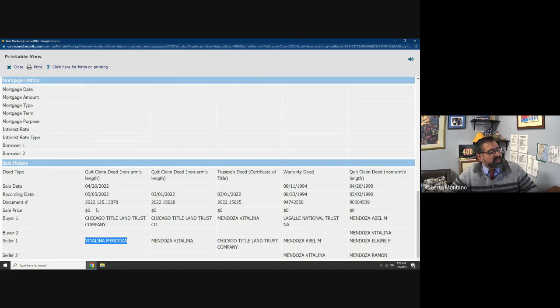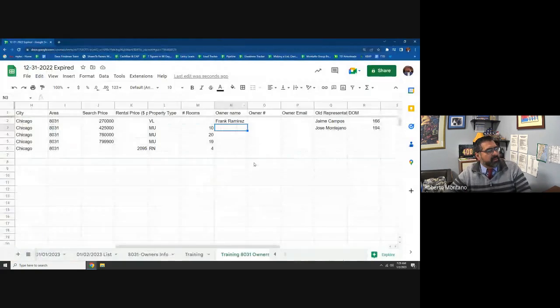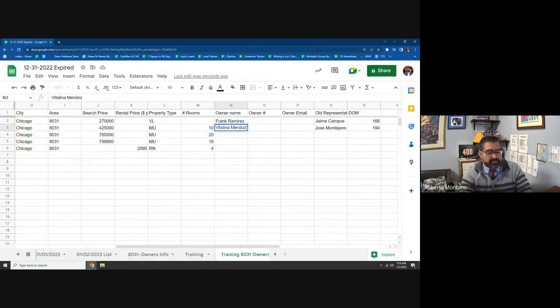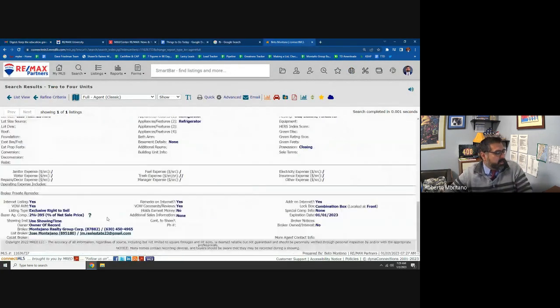Mendoza, Vitalina Mendoza. Probably Mexican, but and let's just put T for trust. It's in a trust. That'll be helpful when we go to find the names, the phone numbers, the emails.